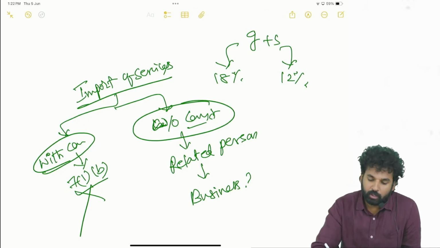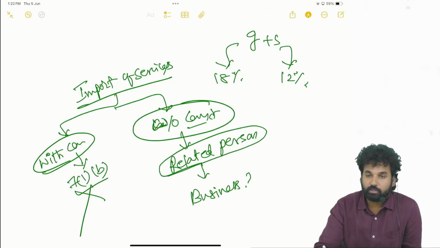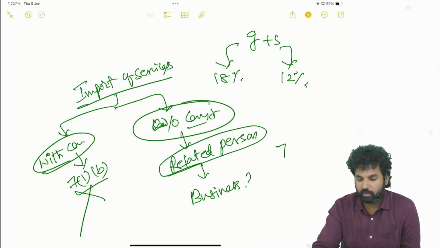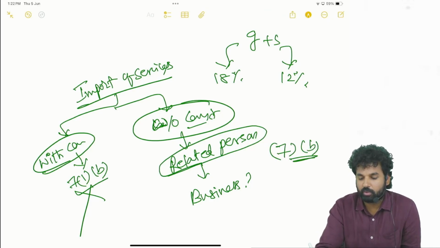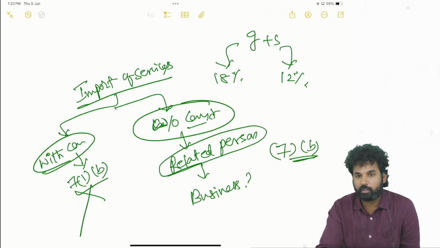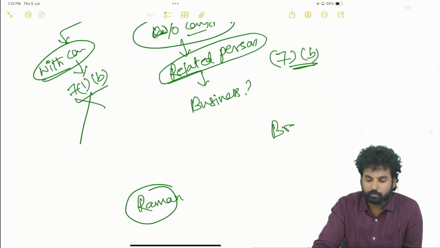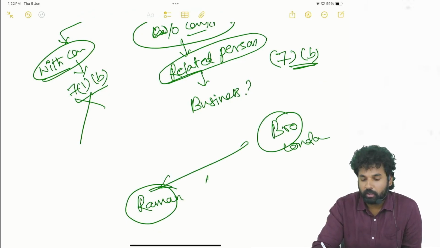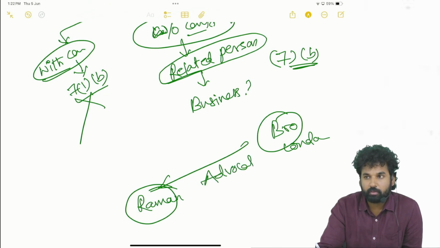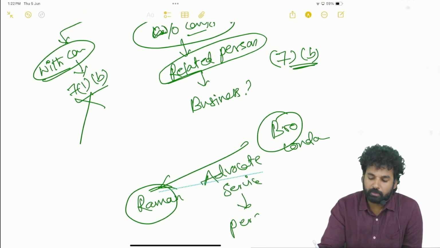Right. See, related person. So in the first case in the question, what they are asking, like 7(1)(b), it is without consideration only. So Raman is a recipient. His brother from London is giving advocate service. Purpose? Personal purpose. Correct?